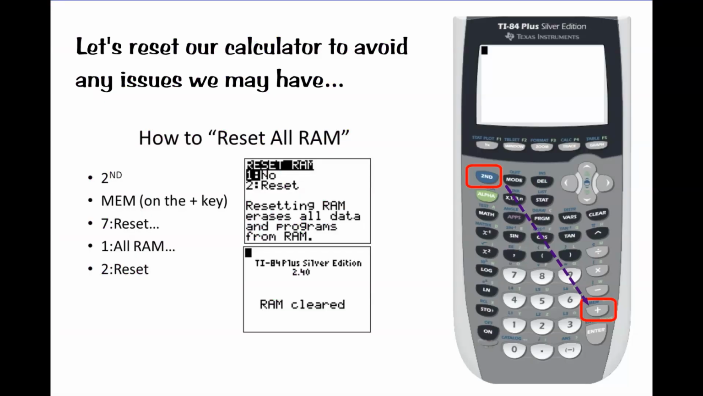Just to make sure that all of our calculators are set to do what we need to and we're all on the same page, let's reset our calculators to avoid any issues that we may have. So please follow these steps. First, you're going to push the second button, then the plus symbol where you see mem right above it. You're going to push 7 to reset, and then you can just say you're resetting the all RAM function and push 2 for reset. And once you've done it right, you should see RAM cleared on your calculator.